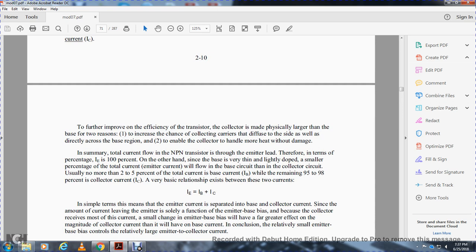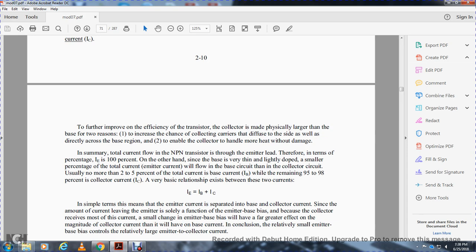In summary, the total current in the negative-positive-negative transistor flows through the emitter lead. Therefore, in terms of percentage, the emitter current is 100%. On the other hand, the base is very thin and lightly doped, so it carries a smaller percentage of the total current. The emitter current divides between the base circuit and the collector circuit. Usually no more than 2 to 5% of the total current is base current, IB, while the remaining 95 to 98% is collector current. There is a very basic relationship that exists between the two currents.